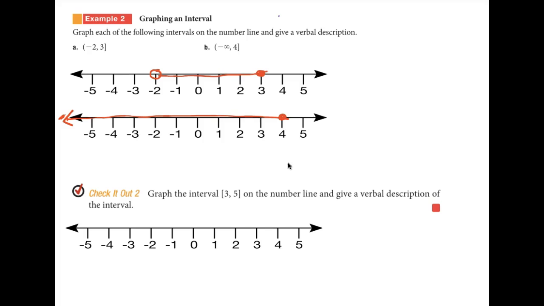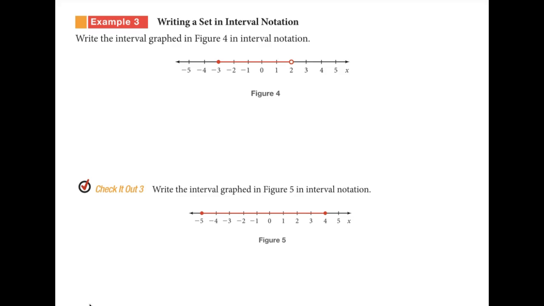Okay, so I wanted to show you the answer to this one. This one goes from 3, including 3, up to 5, including 5, and you put a line in between showing everything in between. Okay, this next one, we're being asked to write the interval that's being graphed here.